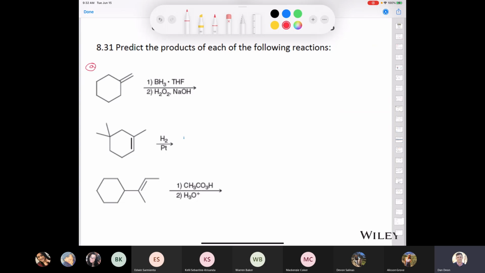This is 8.31a. I'm taking this exocyclic alkene. Exocyclic is just a fancy word for saying the double bond is coming off of a cyclic portion of a molecule. So would this be a Markovnikov or an anti-Markovnikov addition of water if I treat it with borane THF followed by hydrogen peroxide and sodium hydroxide? Is this Markovnikov or anti-Markovnikov? Could anybody answer that?